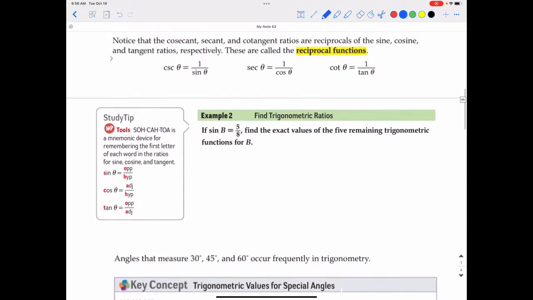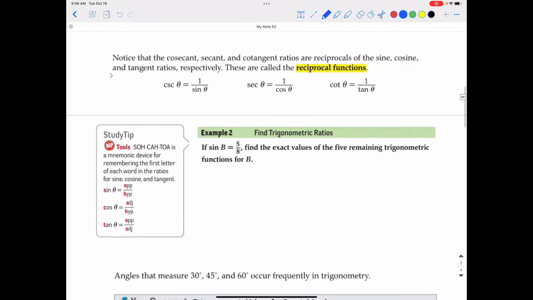Example 2 is fairly similar to example number 1. This time it tells us the sine of B equals 5/8, and we've got to figure out the other 5 trig functions for B. So let's draw a picture from this. I'll call this angle B down here. I'll call this my right angle. And this says that the sine of B is 5/8.